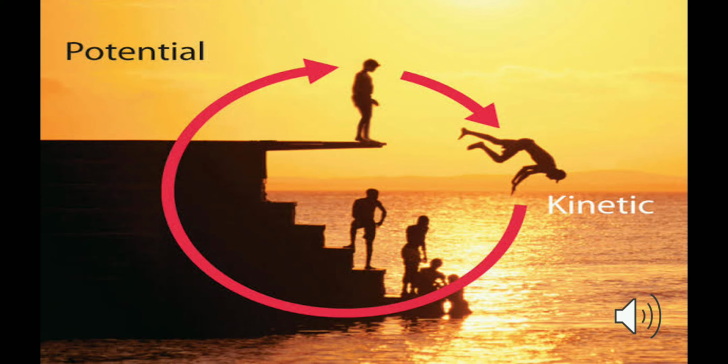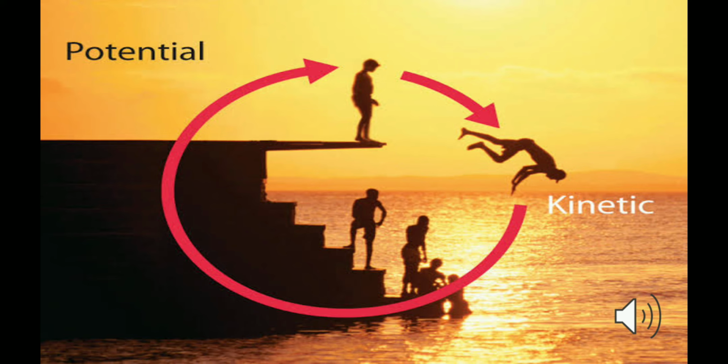Another example: when the string of a bow is pulled, some work is done which is stored in the deformed state of the bow in the form of its elastic potential energy. On releasing the string to shoot an arrow, the potential energy of the bow changes into kinetic energy of the arrow, which makes it move.